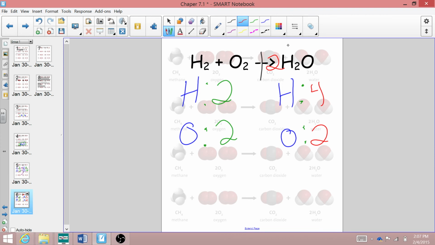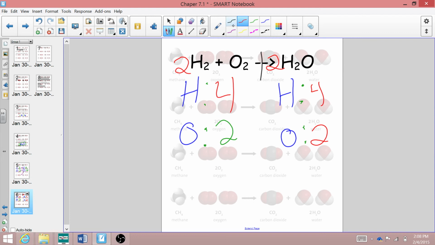So now we need to go over to this side and figure out how to change this side in order to balance the hydrogens. If we look at this side, we have 2 hydrogens, and on this side we have 4. So in order to get this to go to 4, I have 2 in my molecule here. I need to add a coefficient of 2. Because if I have 2 of those atoms in one molecule, that means if I have 2 of the molecules, I have 2 times 2, which is 4.